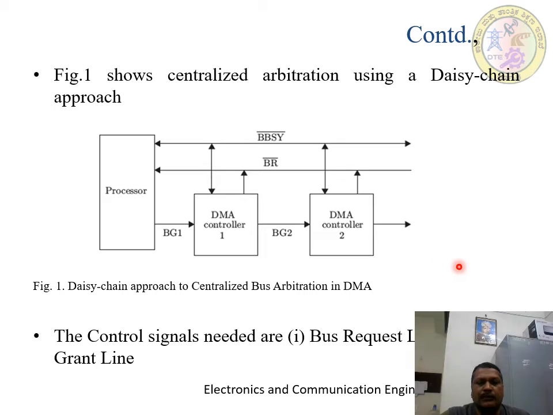Now we can see one type of centralized arbitration using the daisy chain approach. Daisy chain means an arrangement of devices serially. In this, first the devices raise the bus request BR bar and that enters the processor. In turn, the processor sends out bus grant. Whenever a device requires the use of buses, it sends out the bus busy bar signal. This was the approach used.